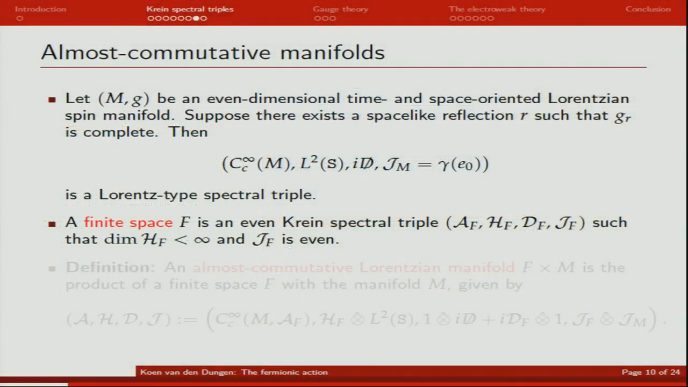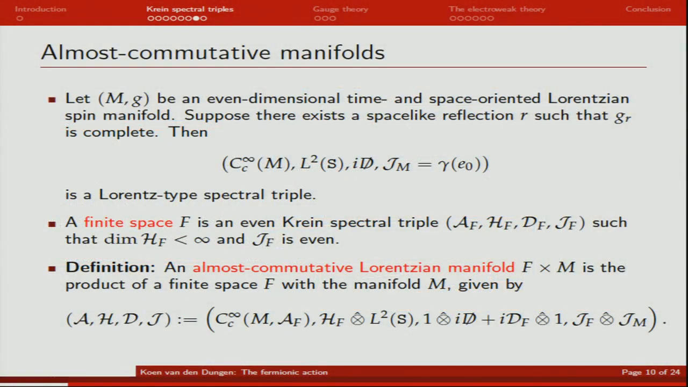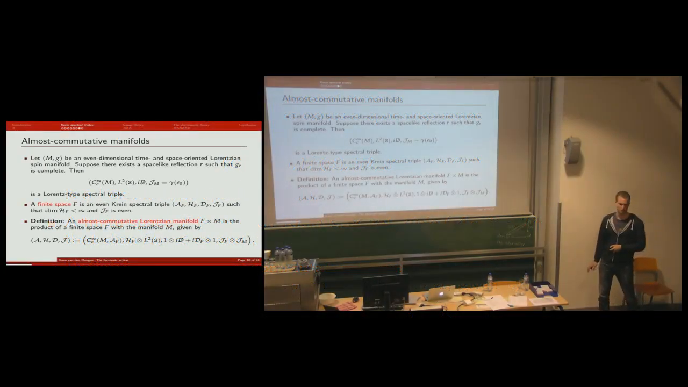Of course, it's not too difficult to get finite dimensional examples of Krein spectral triples. And I will only look at the case where the fundamental symmetry on the finite space is even. So I want the finite space to be not of Lorentz type. And the reason is that if I have Lorentz type for the manifold and not Lorentz type for the finite space, then the product, the almost commutative Lorentzian manifold defined like this, is going to be of Lorentz type as well. Because both of them are even, I use the graded tensor product to keep track of the Z2 gradings of both of them.